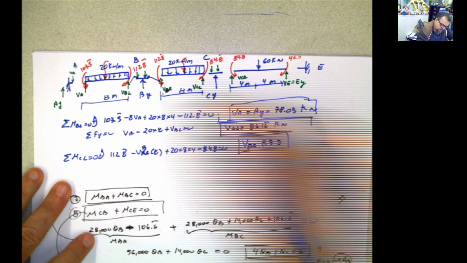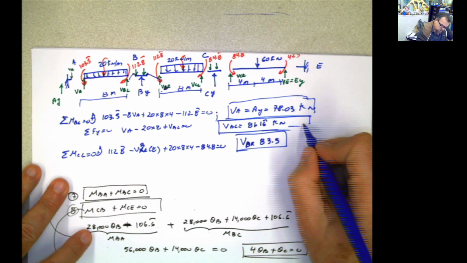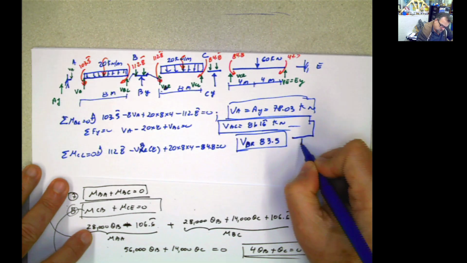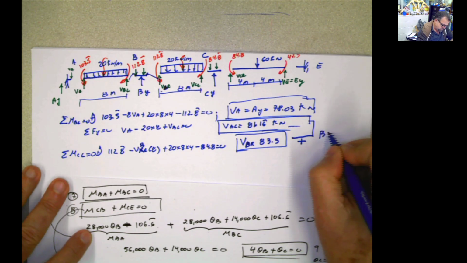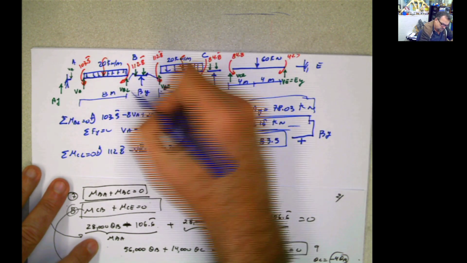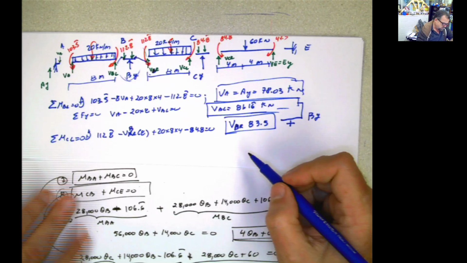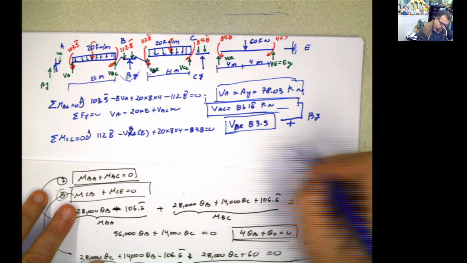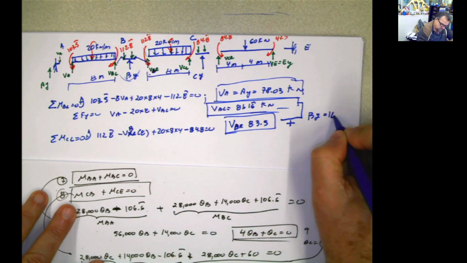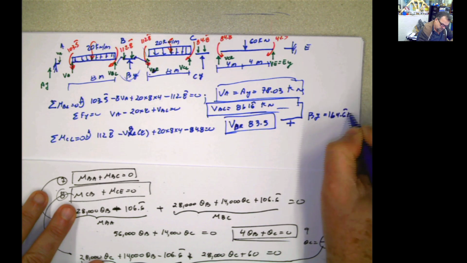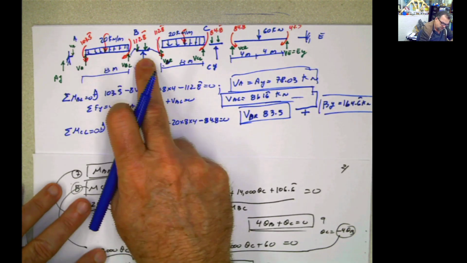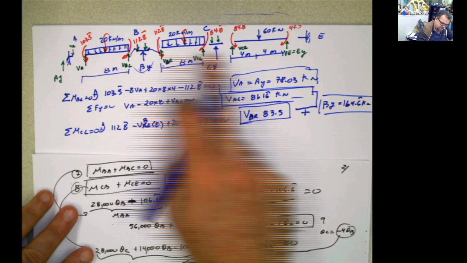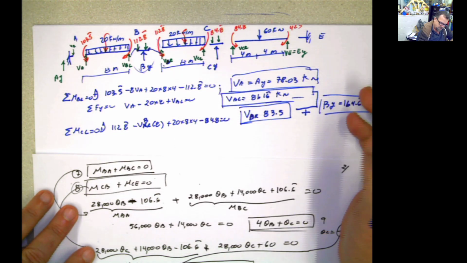Guess what? If we get these two and we add them up, that's going to be VY, because it's like doing summation of forces in Y at the joint. So that is going to be equal to 164.6 kilonewton VY. So now we already know this, we already know that. We need to find one more and our problem will be solved.